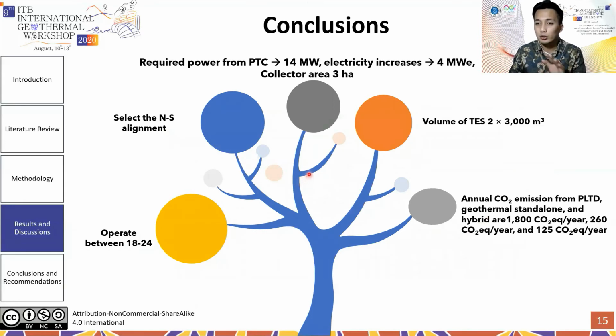For the thermal energy storage, the volume of the tank is 2 times 3,000 meter cubic, and the annual carbon dioxide from the diesel power plant, geothermal standalone, and hybrid is around 2,200 and 125 carbon dioxide equivalent per year.